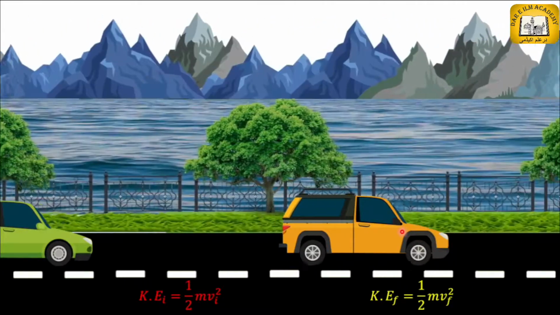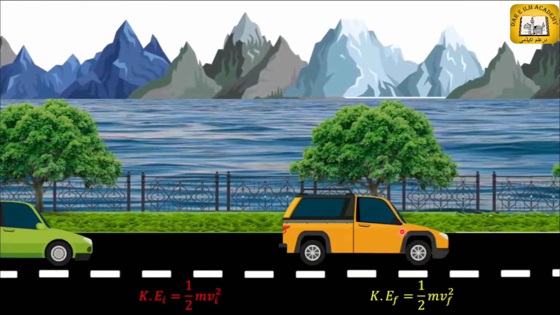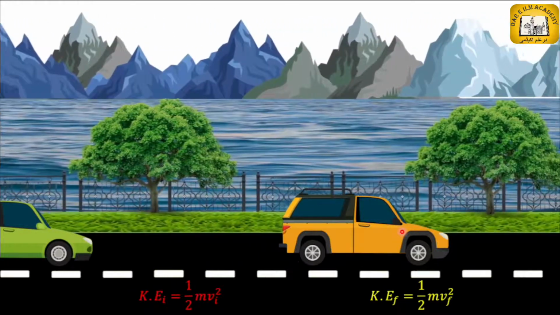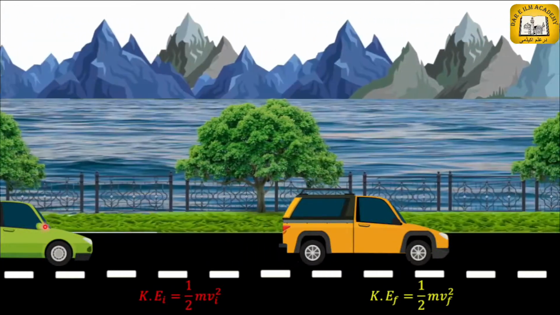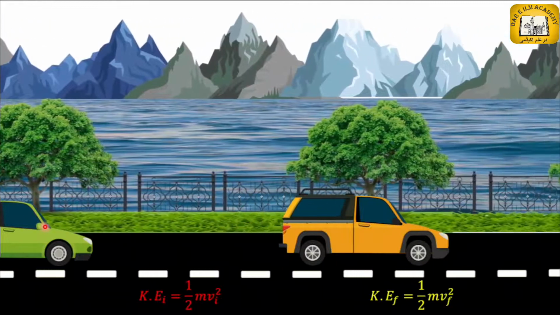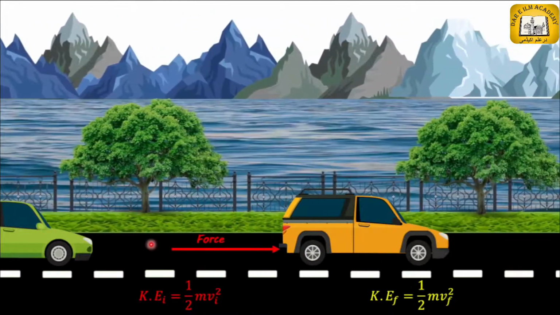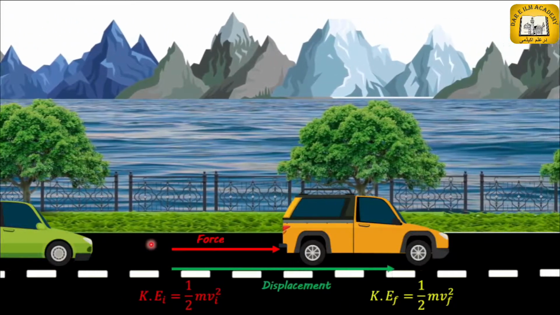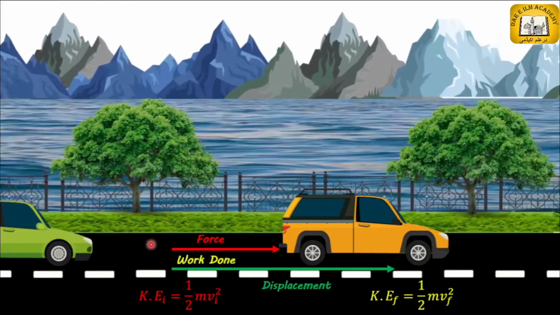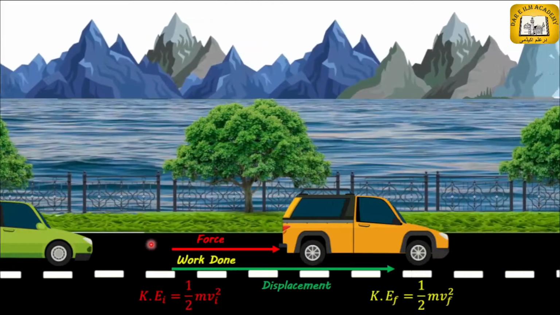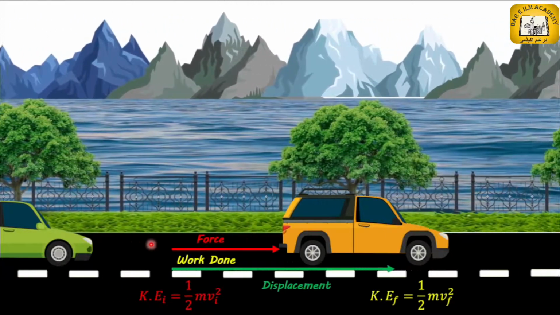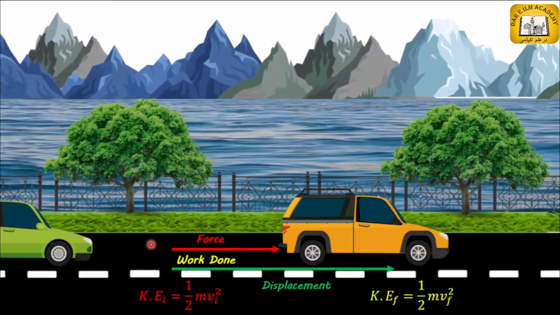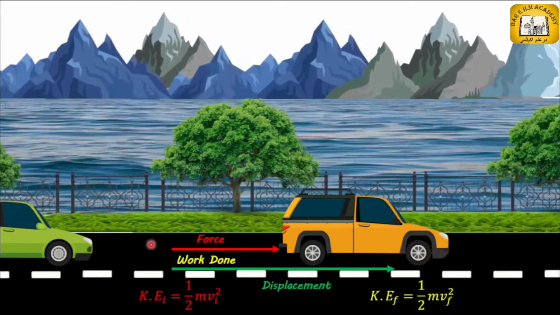Now, if we study this example from another perspective, then we observe that when the green car collides with the yellow car, a force is applied to the yellow car, due to which the yellow car covered some displacement. So we can say that work is done. Now let's do some interesting mathematics to figure out the relationship between work and kinetic energy.